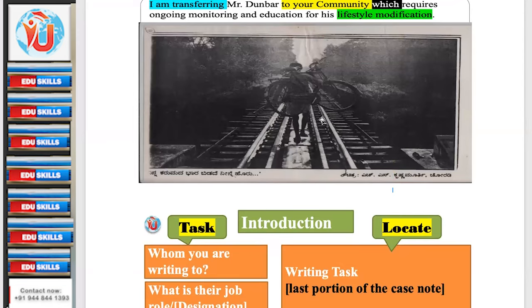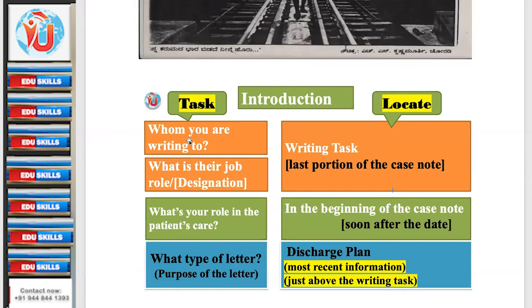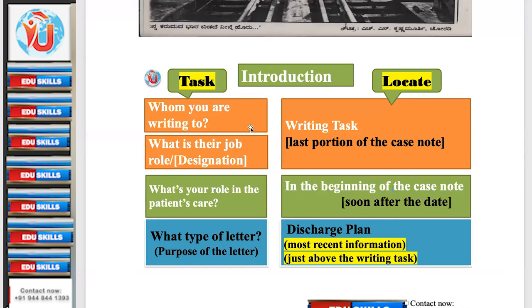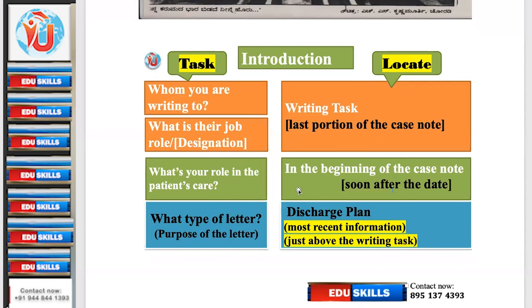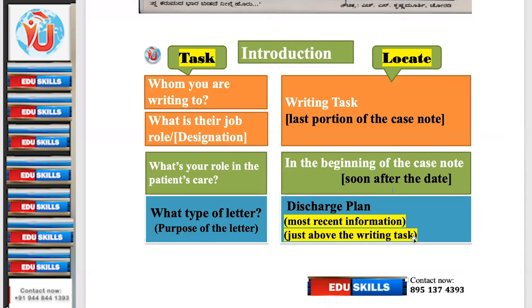I have taught you earlier, if you have watched my videos, you know clearly where you can find the introduction task: who you are, whom you are writing to, and their job role or designation. You find it in the writing task, the last portion of the case note. What's your role in the patient's care? In the beginning of the case note, soon after the date. What type of letter you are writing, the purpose of the letter, the discharge plan, is the most recent information, just above the writing task, or in the writing task itself.